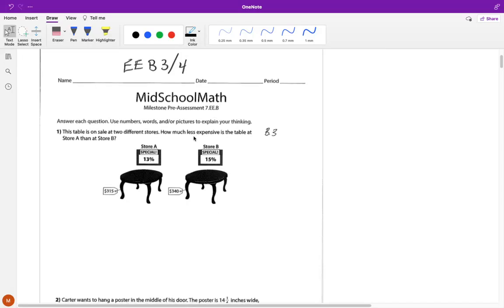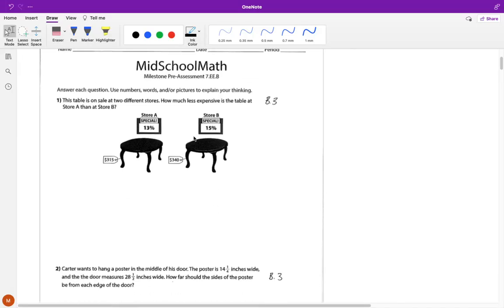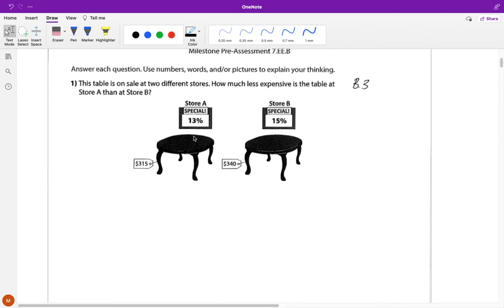So I might be going through some of these questions fairly quickly, skip around as you need. But for this, it says this table is on sale at two different stores. How much less expensive is a table at store A than store B?